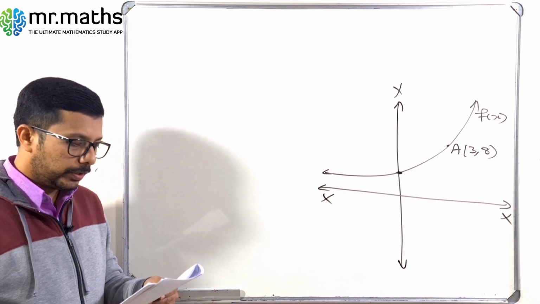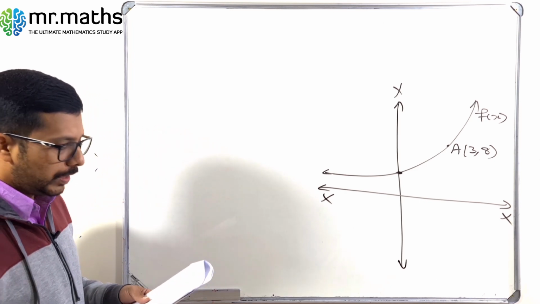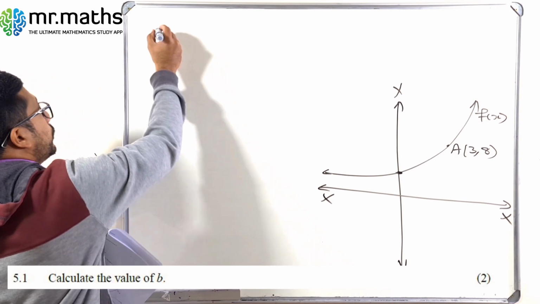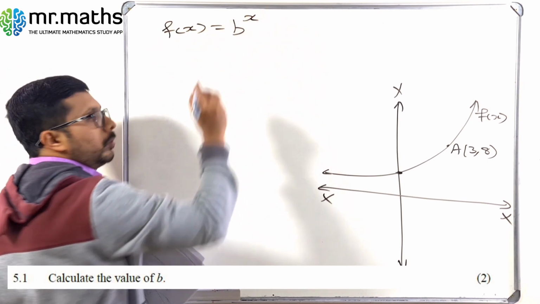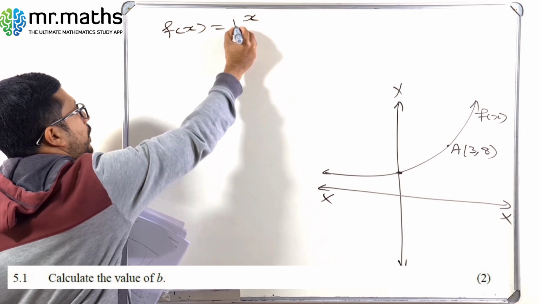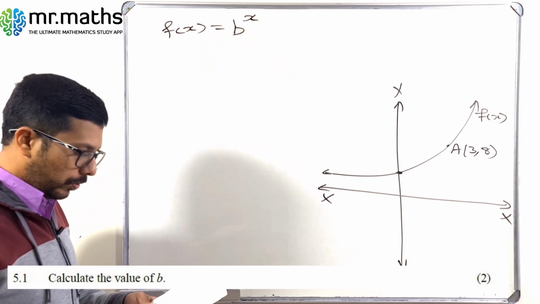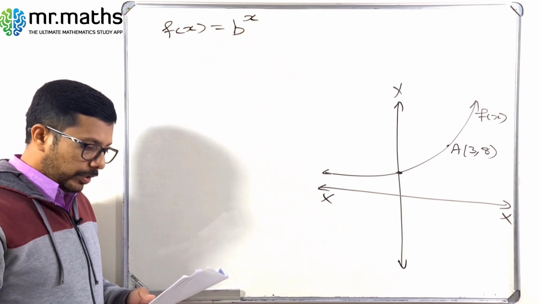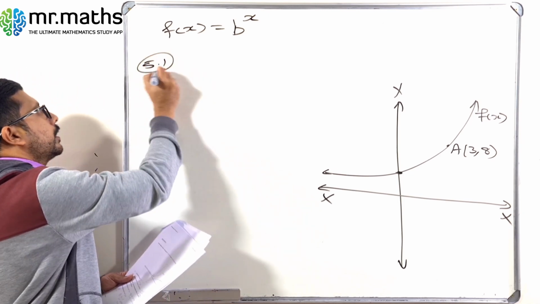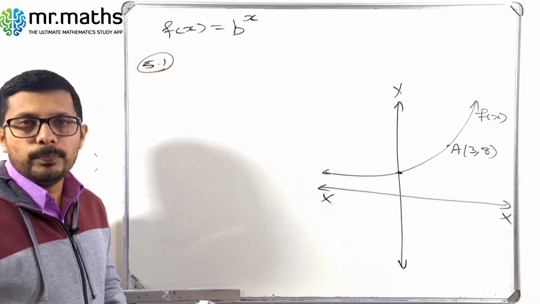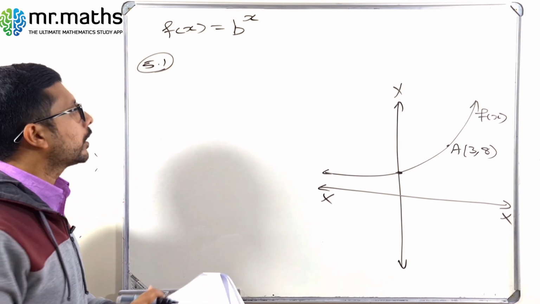In the diagram below, the graph of f of x is equal to b raised to x is drawn. So what is the equation of the graph? f of x is equal to b raised to x. Now (3, 8) is a point on f. First question, 5.1. Calculate the value of b. It's a simple question.